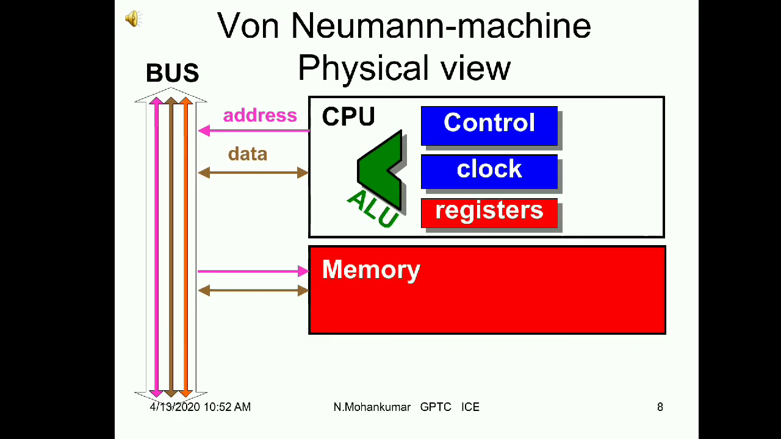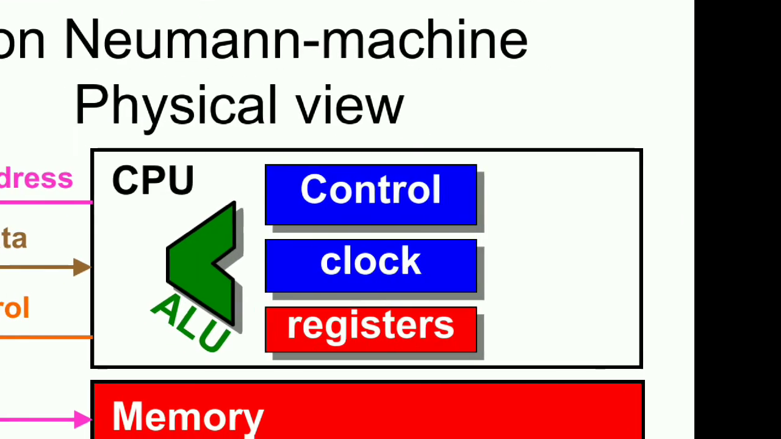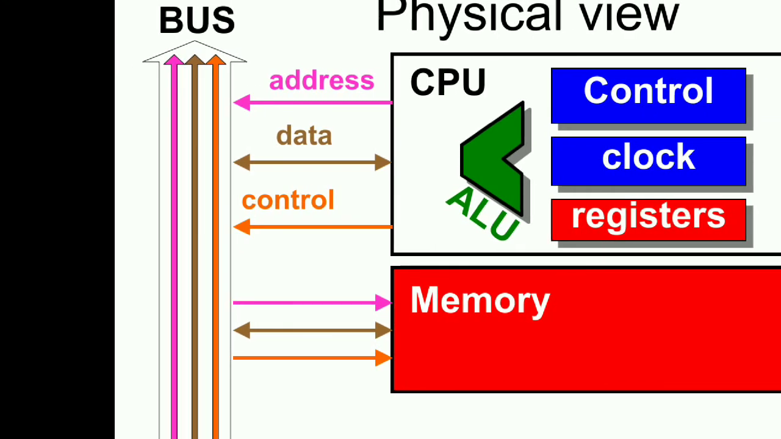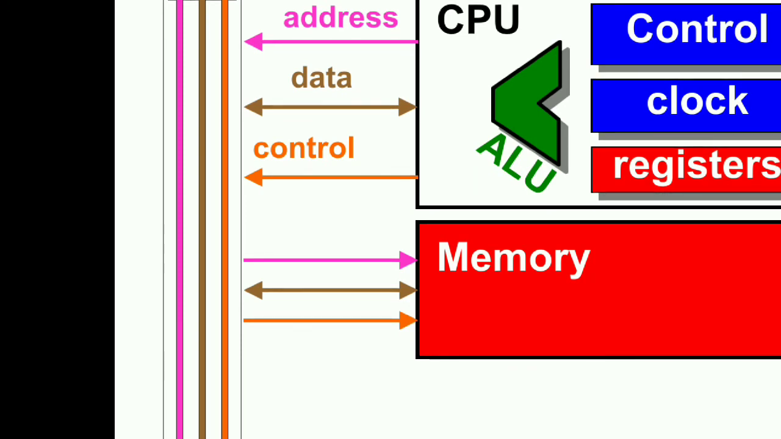And one more bus is the control bus. Here the control bus, shown in orange color, is unidirectional. A control command is always sent by the processor to the memory. What kind of control? For example, it may be a read command or a write command. If you want to read from the memory, the control circuit in the processor will send a read command through the control bus to the memory. Similarly, if you want to write data into the memory, a write command will be sent by the control circuitry of the CPU to the memory through the control bus.